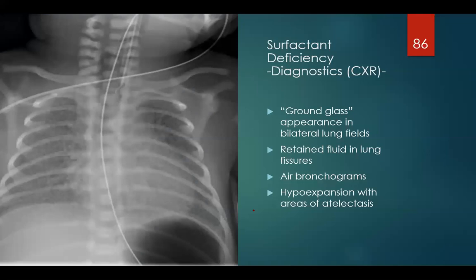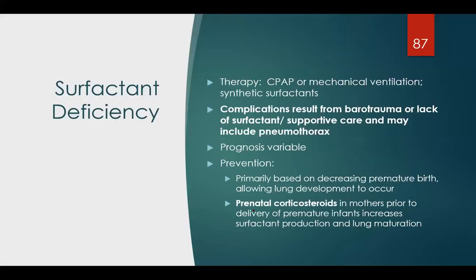Ground glass appearance may be seen on x-ray in the bilateral lung fields, retained fluid in the lung fissures or air bronchograms, hypoexpansion with areas of atelectasis. Surfactant deficiency, the therapy is CPAP or mechanical ventilation, and we can also give them some synthetic surfactants. Complications result from barotrauma or lack of surfactant.